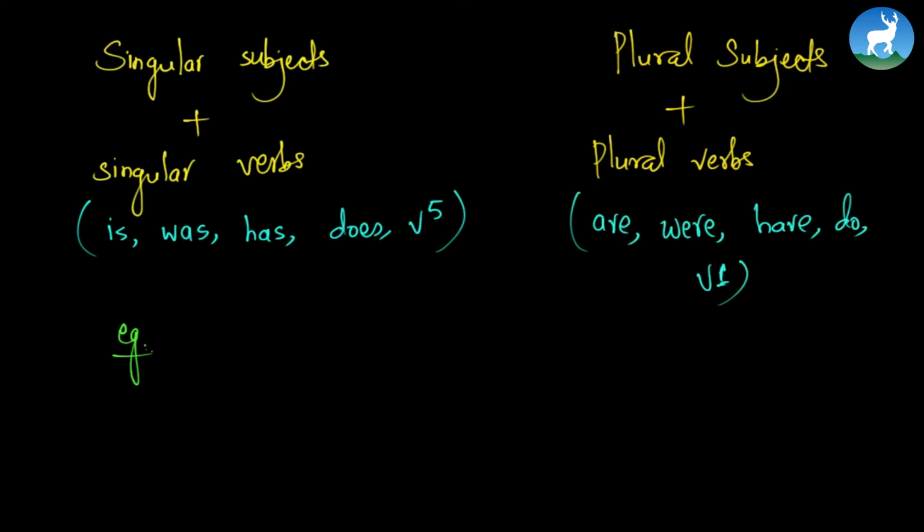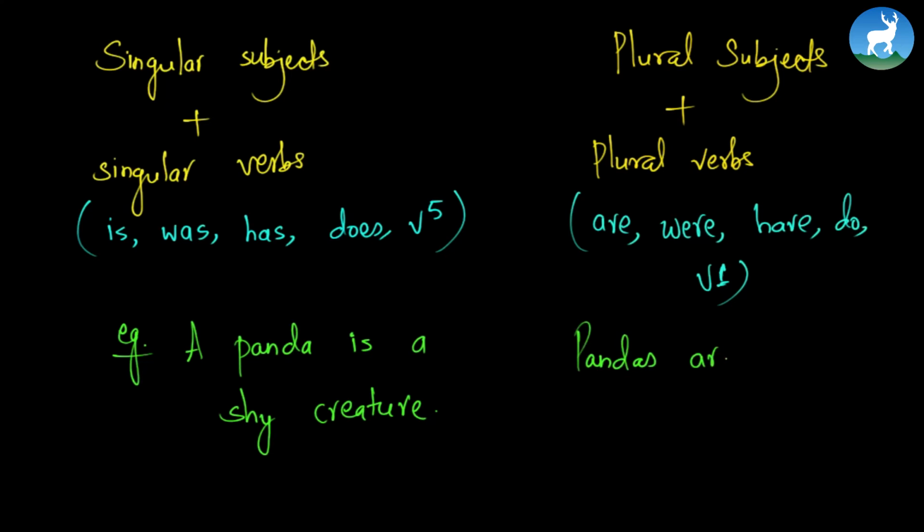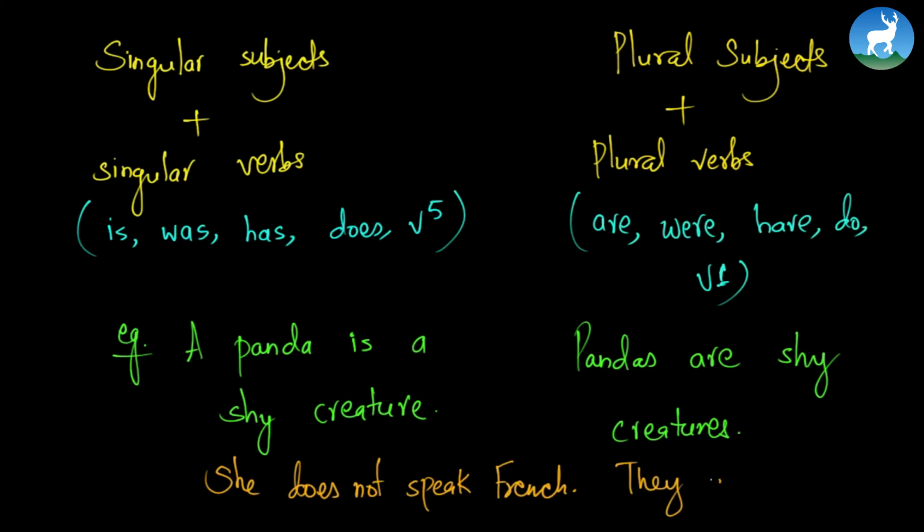Let's write one example. A panda is a shy creature. What is the plural form or plural sentence of this? It is pandas are shy creatures. Let's write one more example. She does not speak French. They do speak French, right? Let's study these examples.